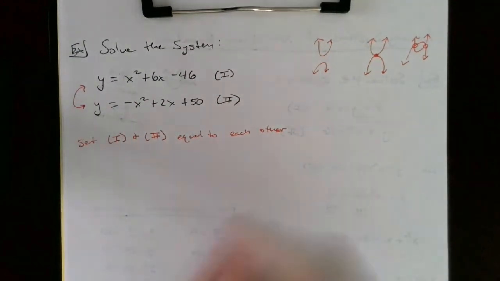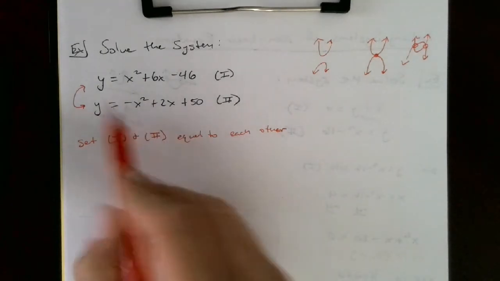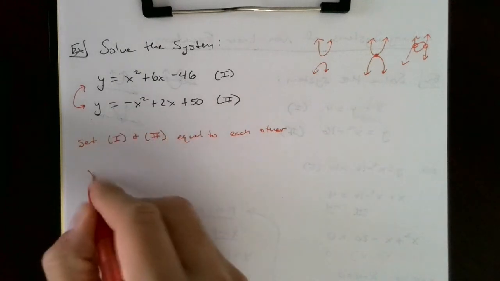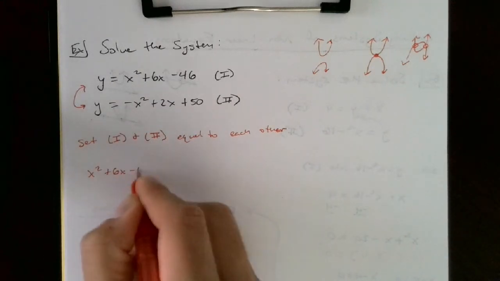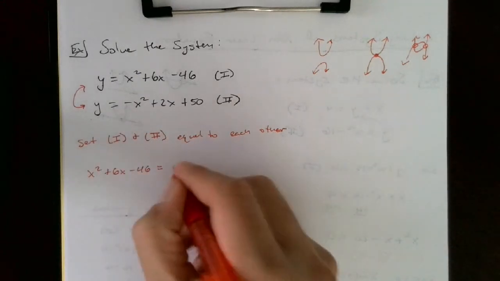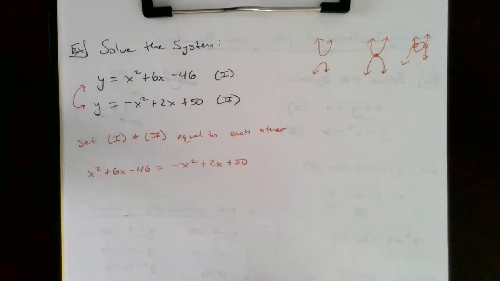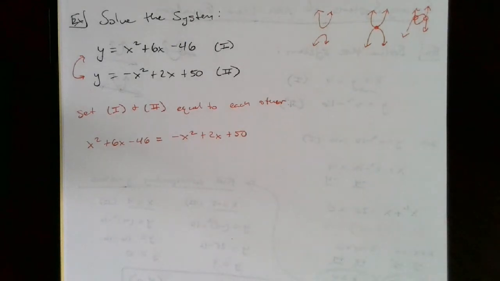So when I do that, subbing in for y here in the second equation with the y from the first equation, I'm going to end up with x squared plus 6x minus 46 is equal to negative x squared plus 2x plus 50. Now we want to solve this.